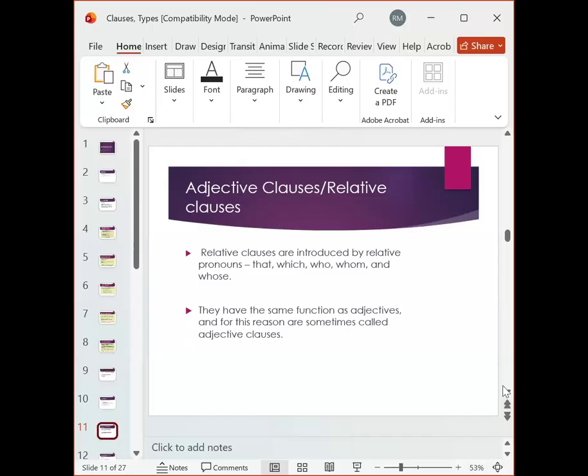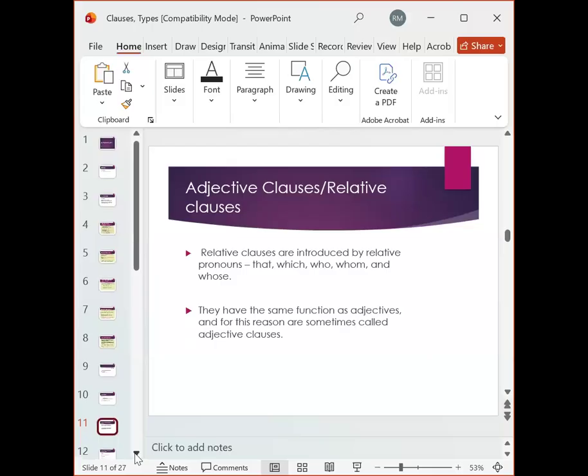So they perform the same function as adjectives. That was the first thing I said. So they modify nouns. Remember, it's a clause, so those group of words would have a finite verb in there, but beginning with one of these relative pronouns. So that, and then dot, dot, dot. The rest of the structure will follow with a finite verb in there. We'll see examples quickly soon.